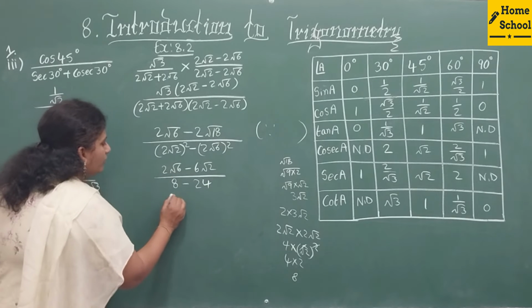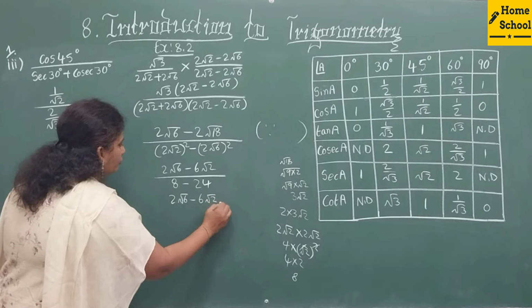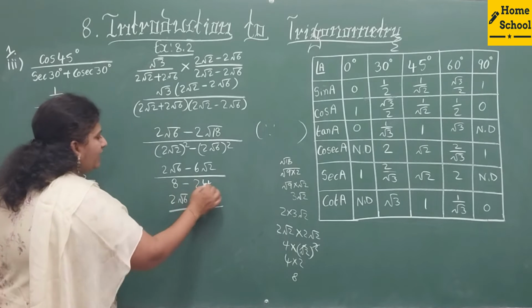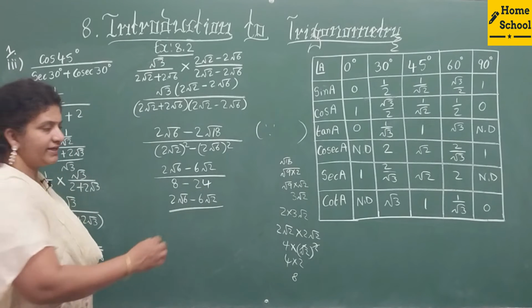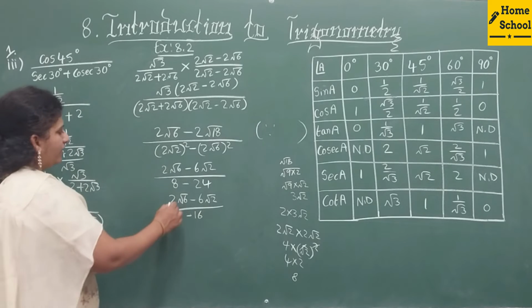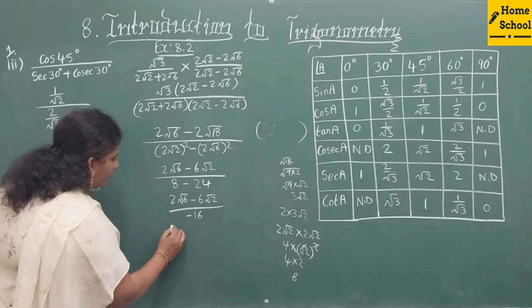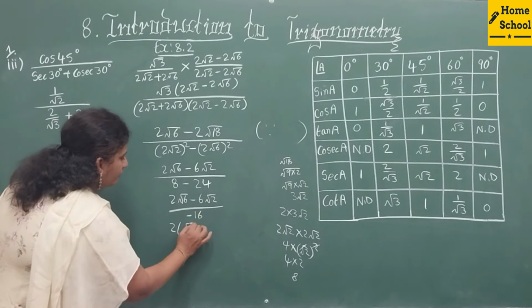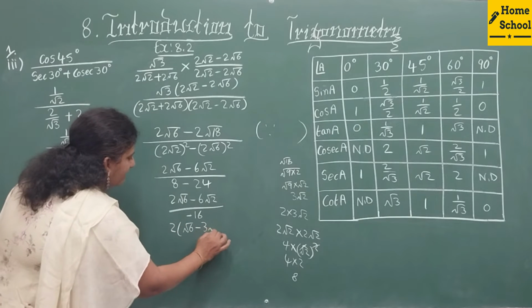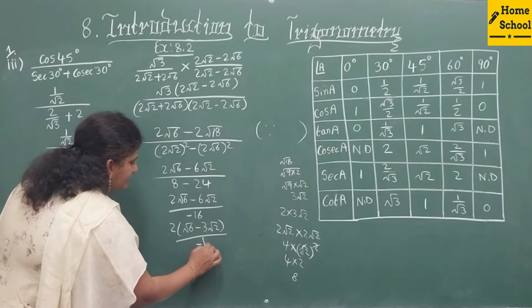Now here, 2 root 6 minus 6 root 2 by 8 minus 24. What is it? Minus 16. Now in the numerator, is there anything common? Yes, 2 is common. Take out 2 common. Root 6 minus 3 root 2 by minus 16.